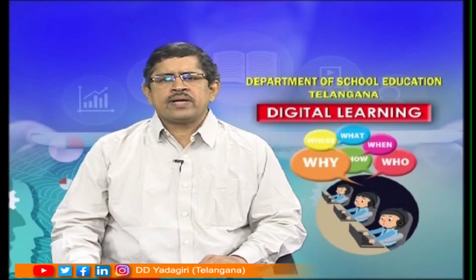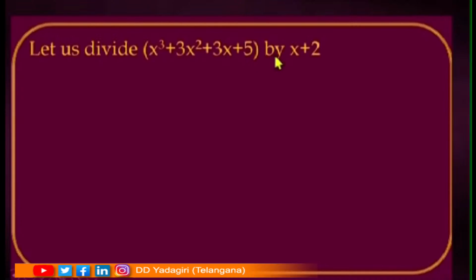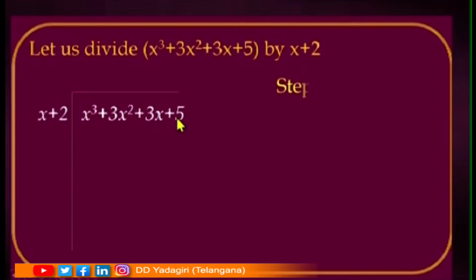Divide x cube plus 3x square plus 3x plus y by x plus 2. So here it is a binomial or a linear polynomial. So when you divide here, you get x plus 2 as a divisor, x cube plus 3x square plus 3x plus y as a dividend. So what is the first step here? You are going to divide the first term here with the first term here. So x cube by x is going to be x square. So that is going to be the first term of the quotient. So you get x square as the first term.